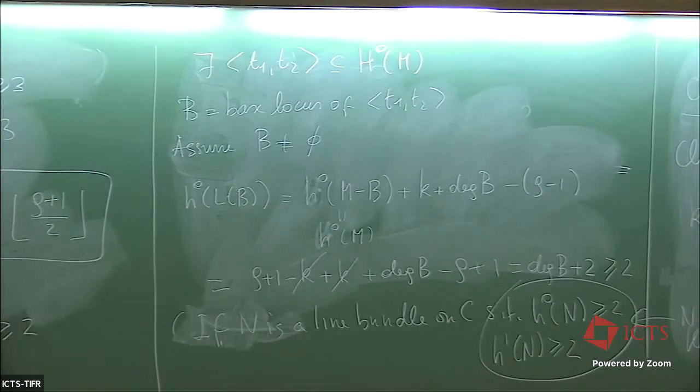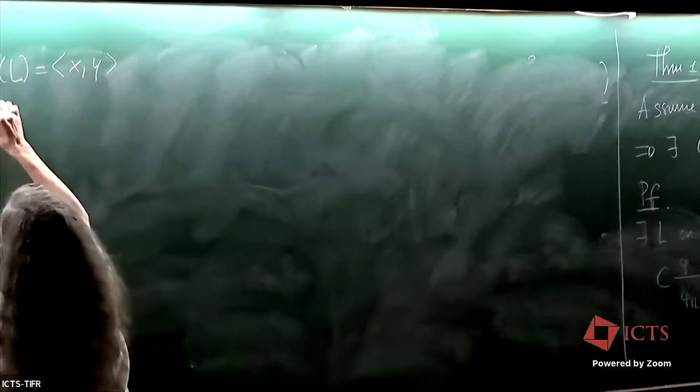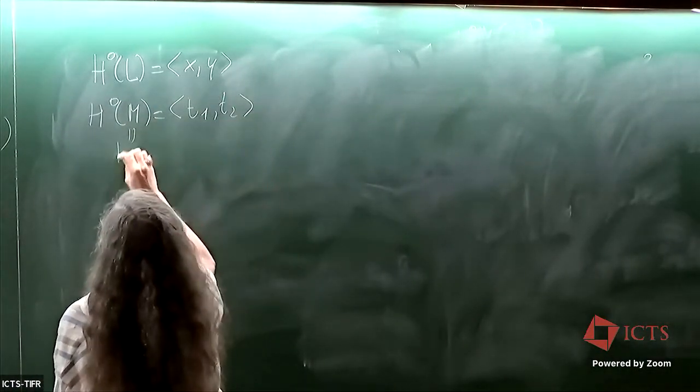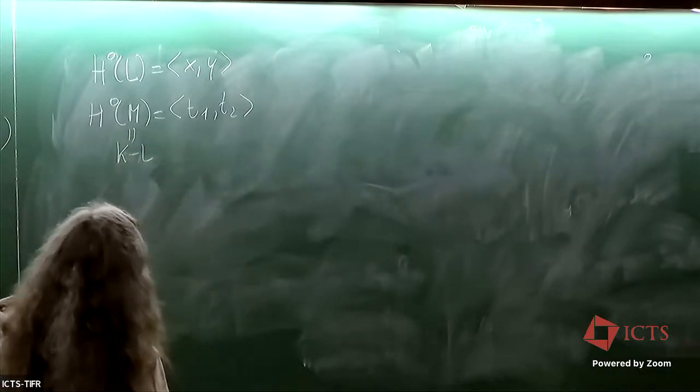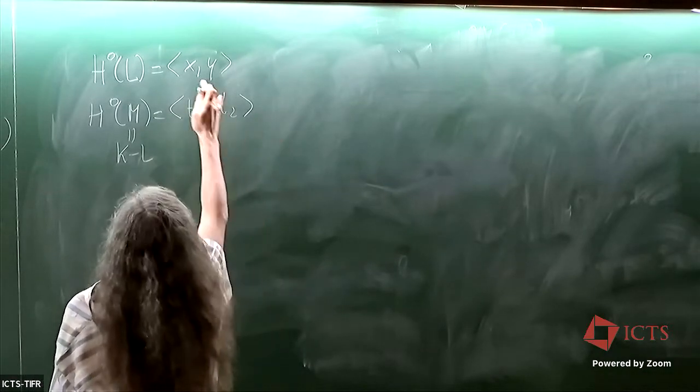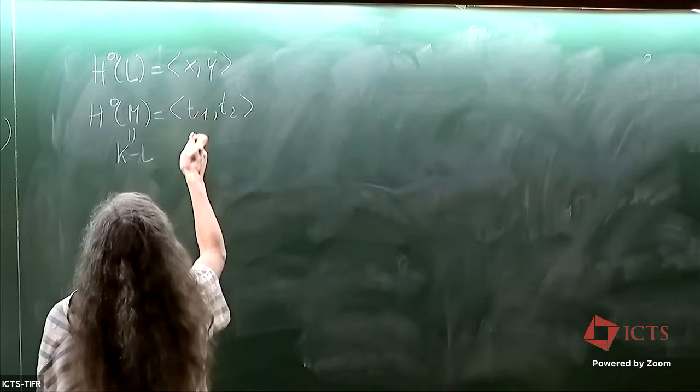Now, what is the idea of the proof? We have to construct this quadric that satisfies this property. So what do we do? We have that H^0 of L has two sections and H^0 of M has at least two sections, and we have selected two of them. When one has such a situation, one can build a rank four quadric in this case, which is given in this way.